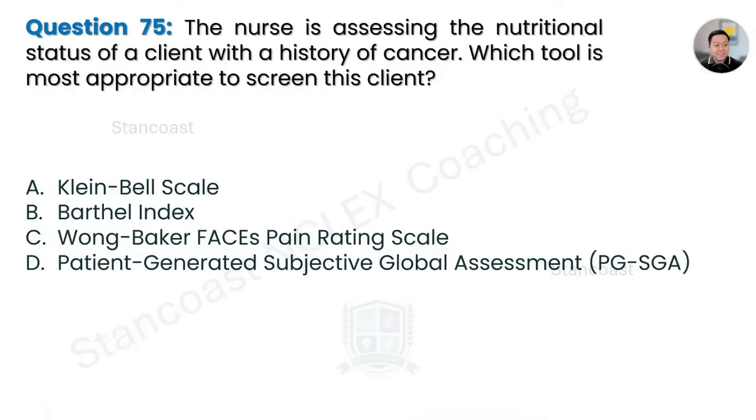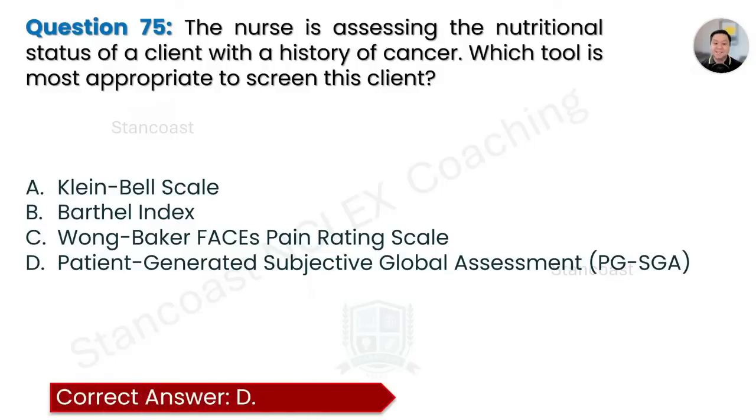Let's have 75. The nurse is assessing the nutritional status of a client with a history of cancer. Which tool is most appropriate to screen this client? A, Klein-Bell scale. B, Barthel index. C, Wong-Baker Faces Pain Rating Scale, and D, Patient-Generated Subjective Global Assessment, also known as the PG-SGA.